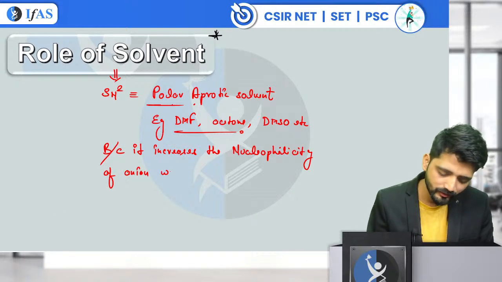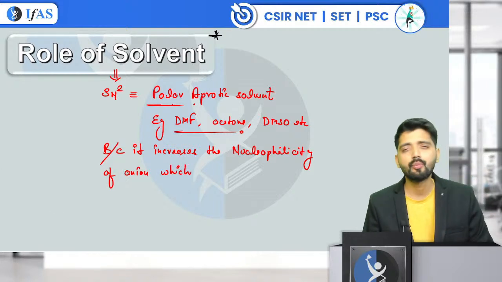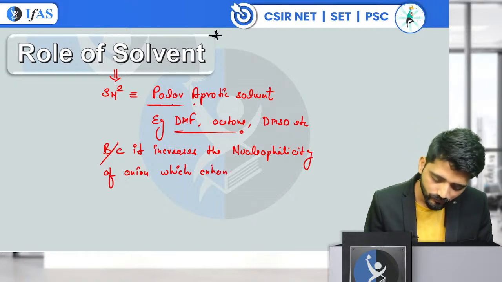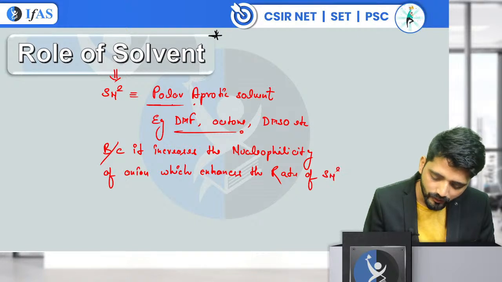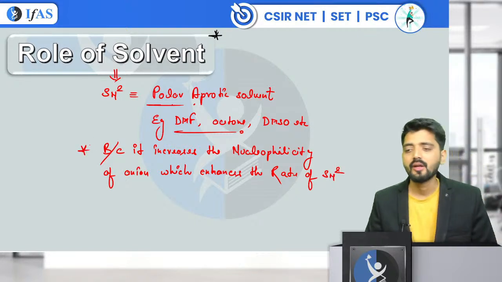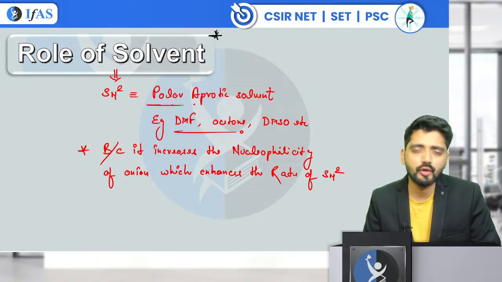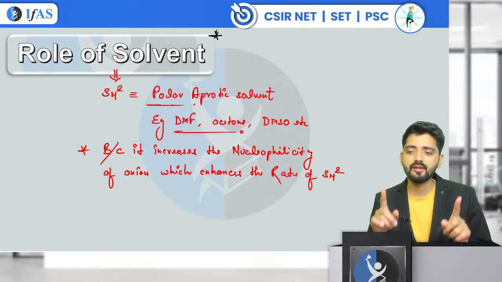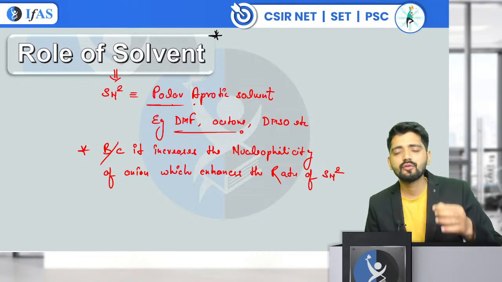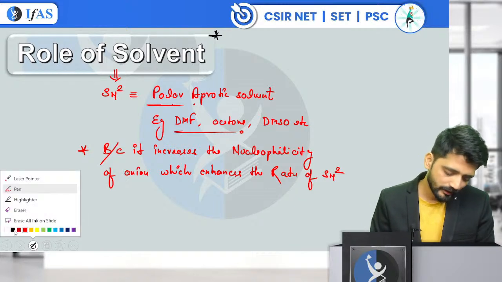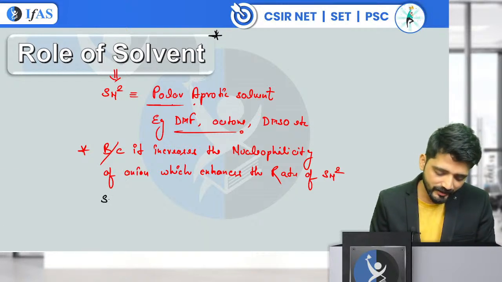Can you tell me in the comments why I cannot use polar protic solvent here, which enhances the rate of SN2? See, whenever we use polar protic solvent, it performs solvation and it will also solvate the nucleophile, and it is going to decrease the rate of the reaction. That's the reason we don't use polar protic solvents in a SN2 reaction.